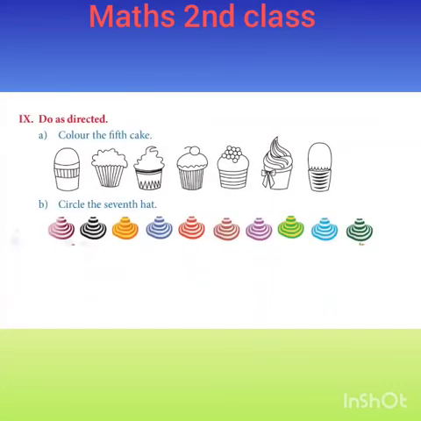All right. The next one is easy and it reminds you of food. Color the 5th cake, circle the 7th hat. Easy, right? All right, let us move on.